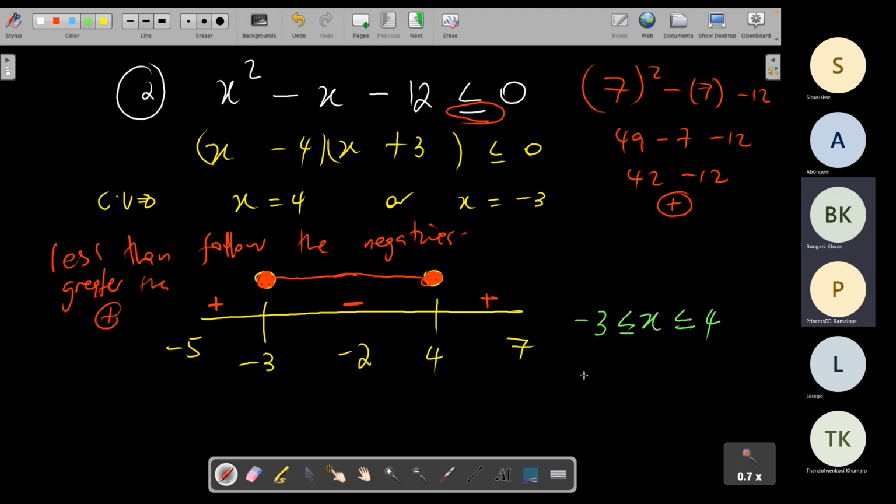So sir, our answers can basically be anything, right? So this is the answer that we have. So x has to be in this range for us to get this equation being negative.